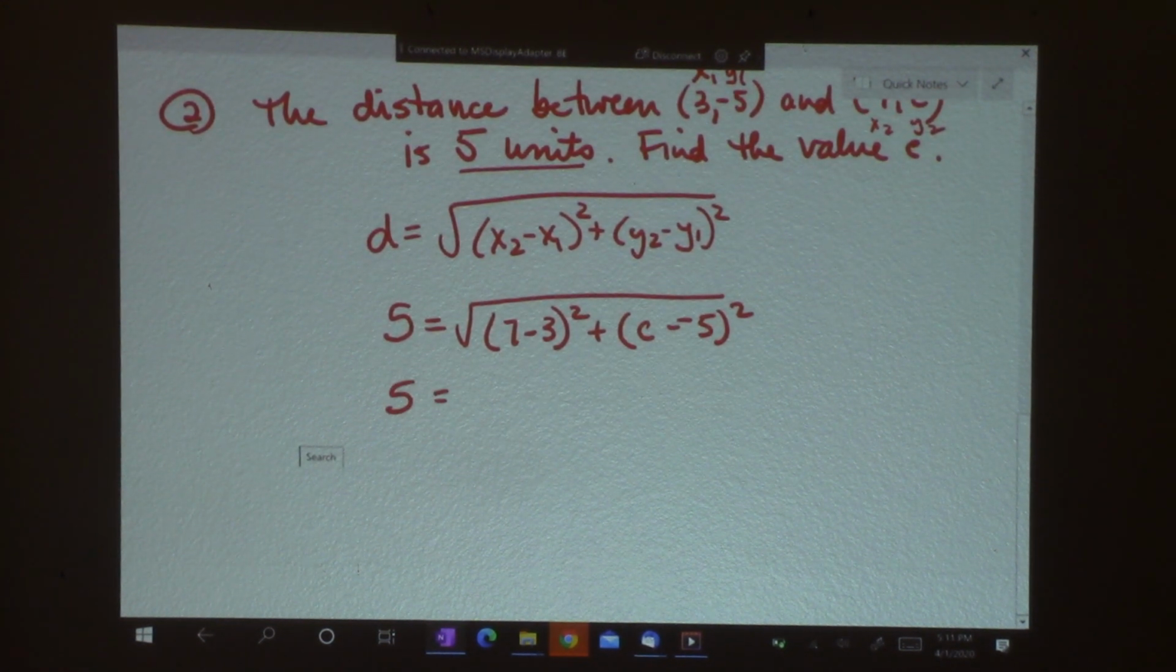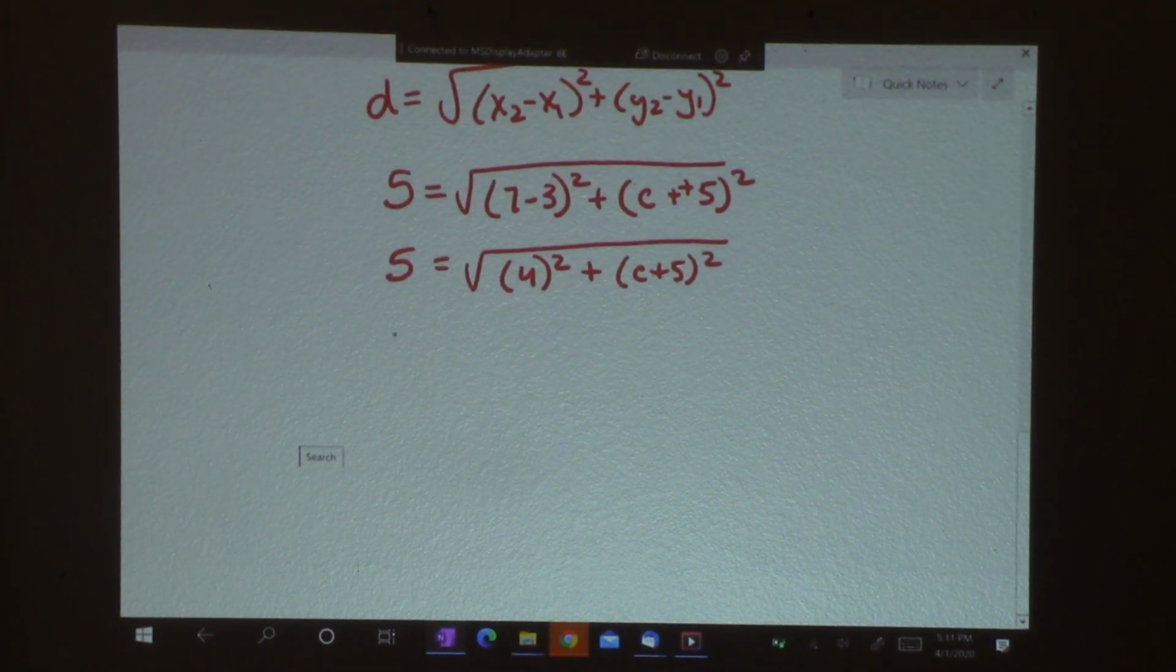All right, so let's keep going. 7 minus 3 is 4. And I'm going to have a double negative here, so I end up with c plus 5 squared. Okay, so let's keep going. I'm going to have 4 squared.